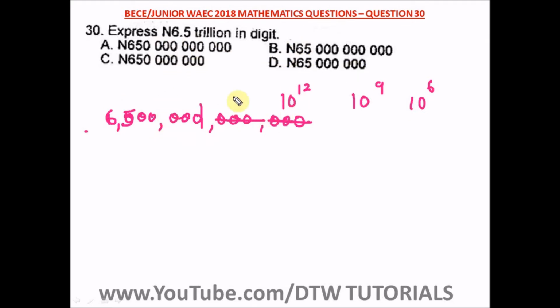All right, so for your trillion, it is 10 raised to the power of what? 12. You're going to have what? 12 what? Zeros for trillion. For billion, you're going to have 9 zeros, and for million, you're going to have what? 6 what? Zeros. All right, okay.